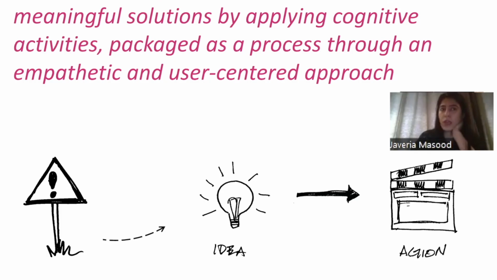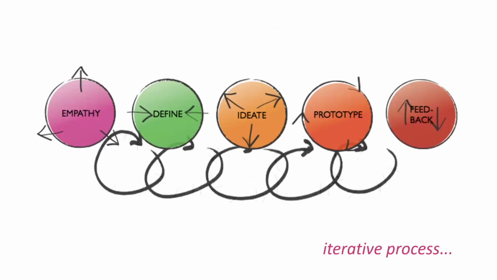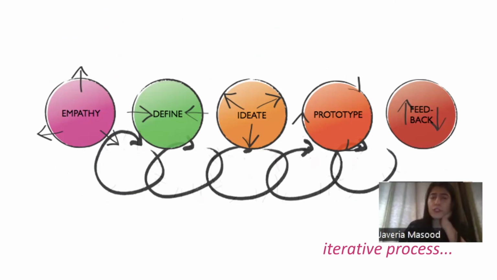user-centered approach. So what does that look like? How do we break down design thinking into different components? So it's basically 5 major steps, and they are not in a linear fashion. They're very iterative. You go back and forth into it. So a very core component is empathy.